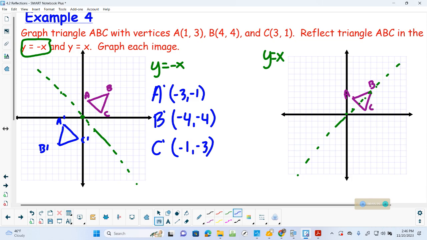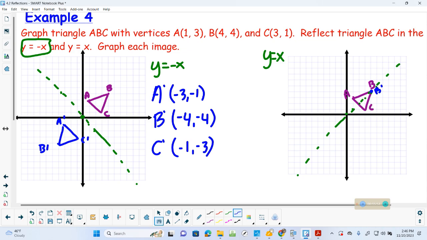B. B is going to be easy. It's on the line. So if you reflect it, where's B prime? B prime is going to be where? Same point. It's on the line. Hey, I'm crushing it. What happens if you reflect A? It turns into C. If I reflect C, it turns into A.